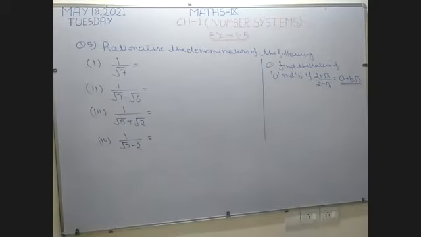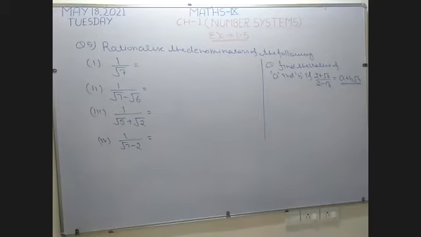Okay, students, today I want to start question number 5 of exercise 1.5. What is given in this question? Rationalize the denominator in the following. Some questions are there, 4 questions are there. We are going to rationalize them.